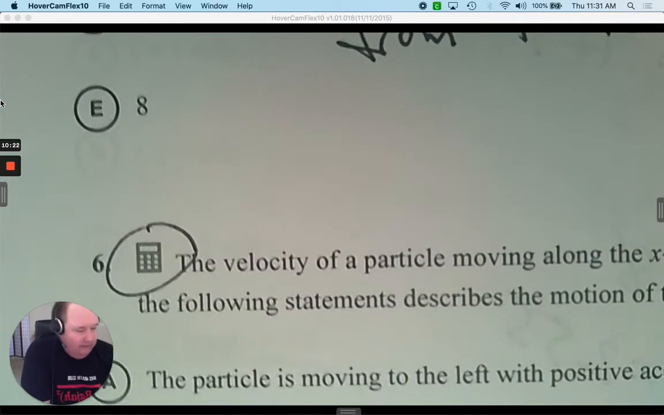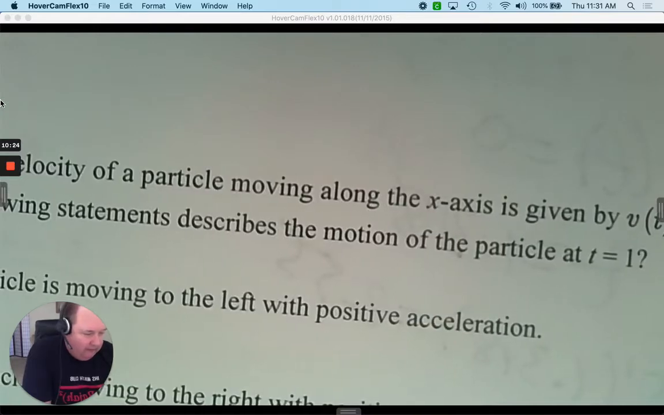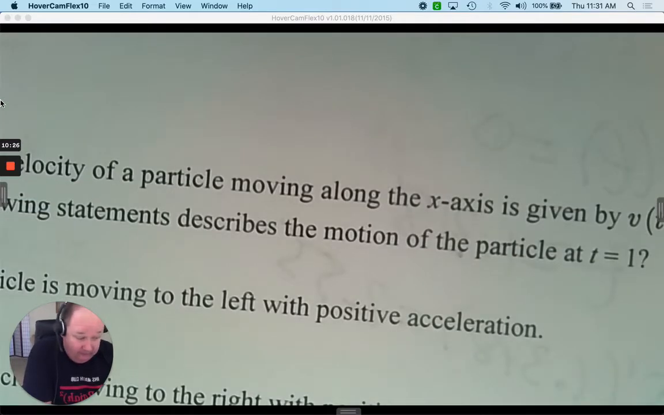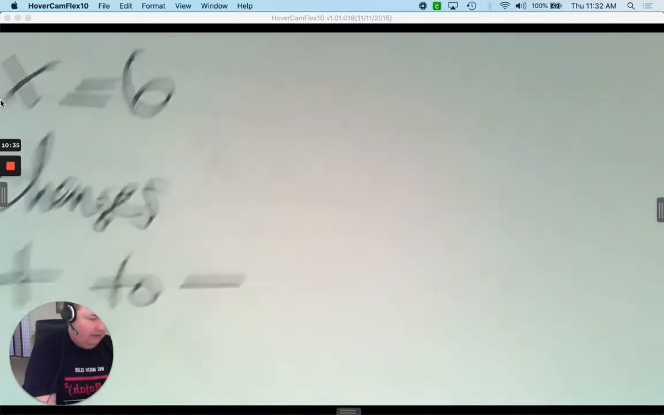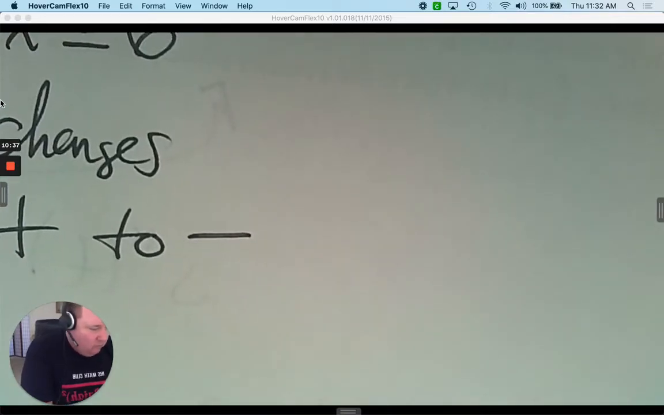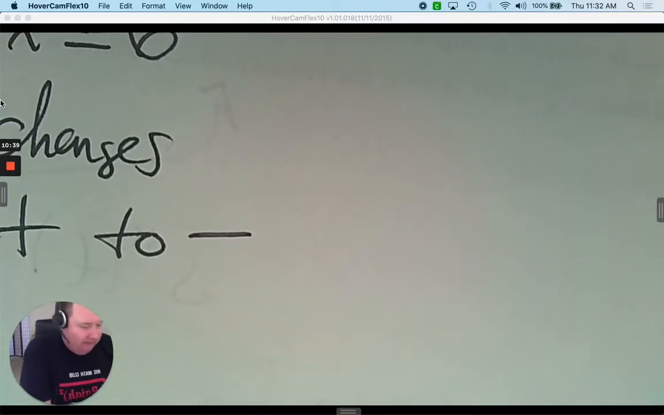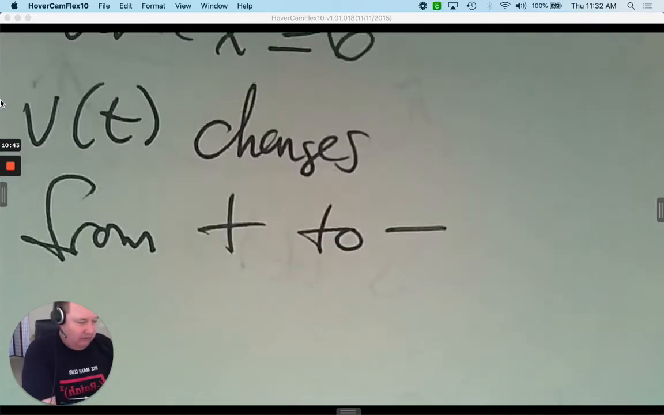Number 6, I get to use my calculator. Number 6, the velocity of a particle moving along the axis is given. Which of the following statements describes the motion at 1? So before I look at the options, I'm going to find the velocity at 1 to understand the motion of what's happening. I also need to know the acceleration. So let me do that. So again, we're doing number 6.